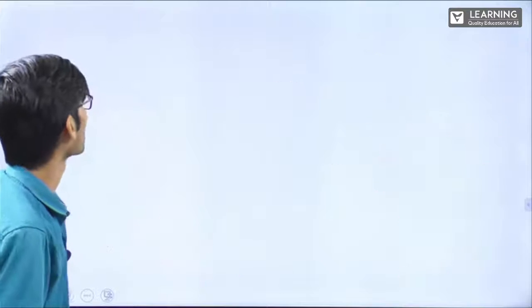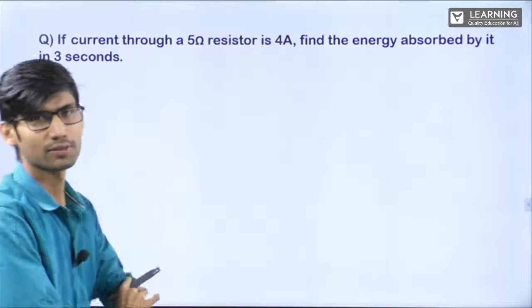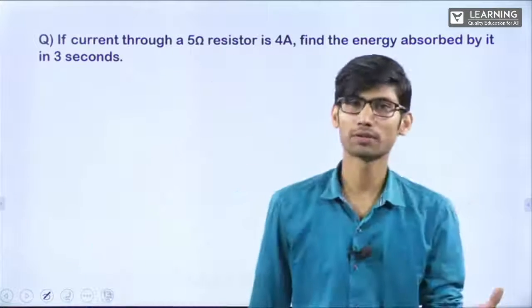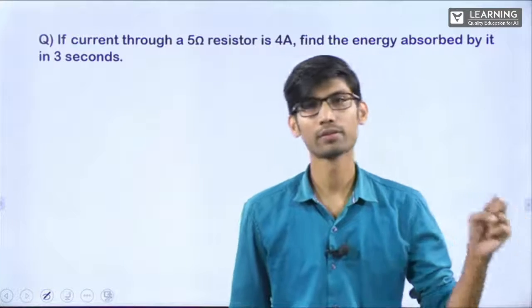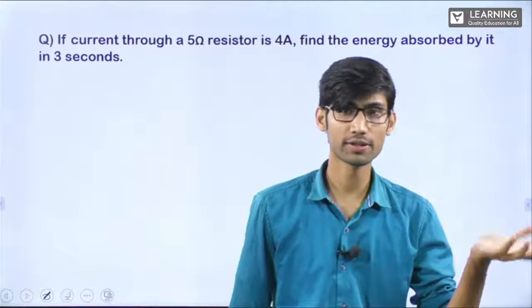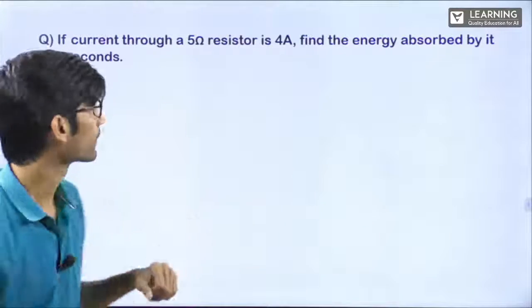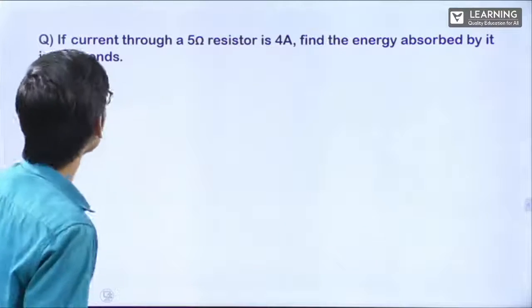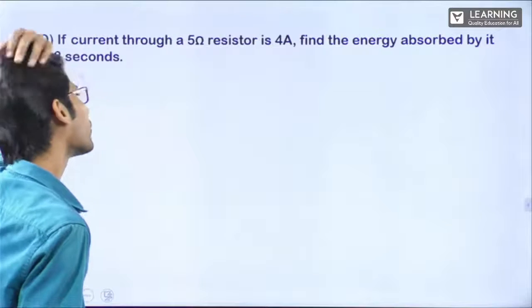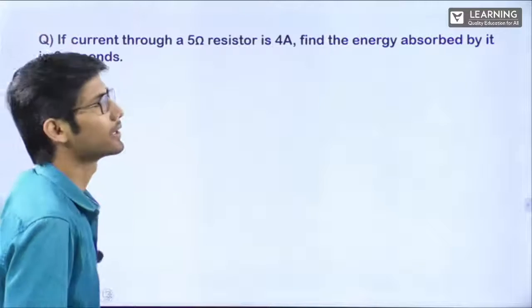Now see, next. Let us see some questions. The concepts today we studied are electrical power, 3 formulas, electrical energy, 3 formulas, and power rating. Okay, let's see the questions. If current through a 5 ohm resistor is 4 ampere, find the energy absorbed by it in 3 seconds.